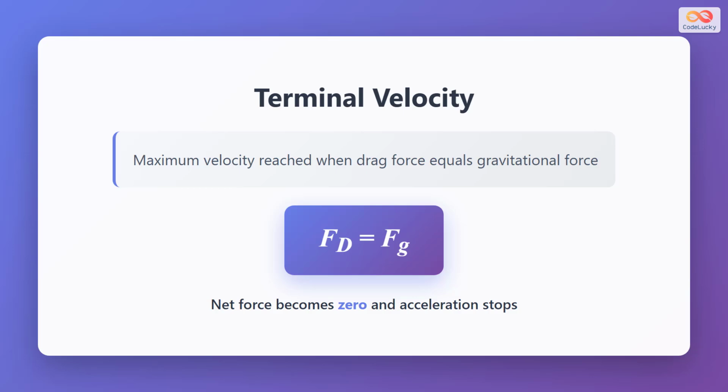Terminal velocity is the maximum velocity an object reaches when the drag force equals the gravitational force pulling it down. At this point, F_d = F_g. When these forces balance, the net force becomes 0, acceleration stops, and the object continues falling at a constant speed.